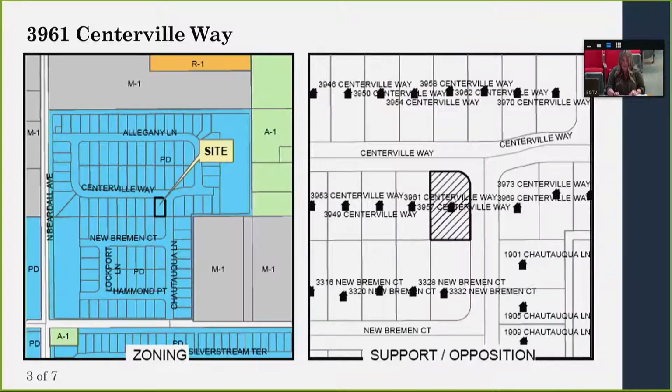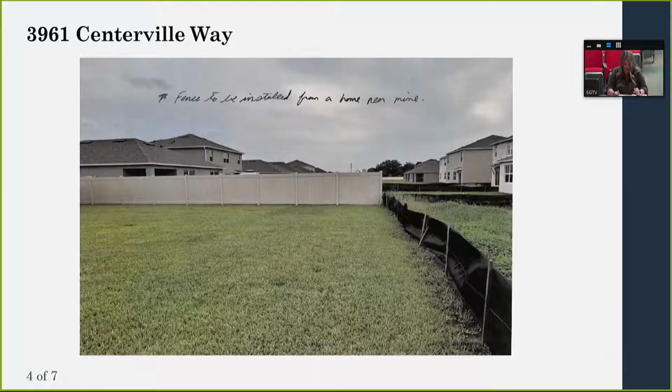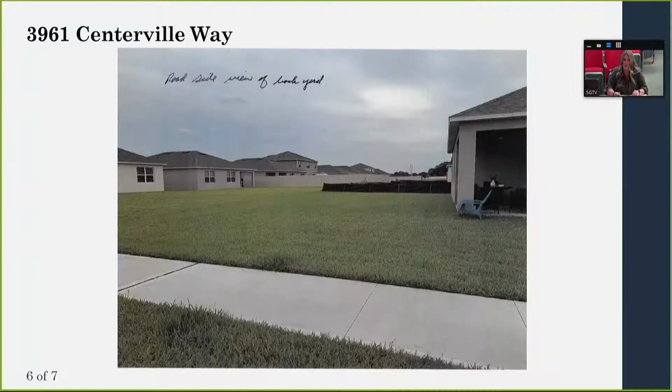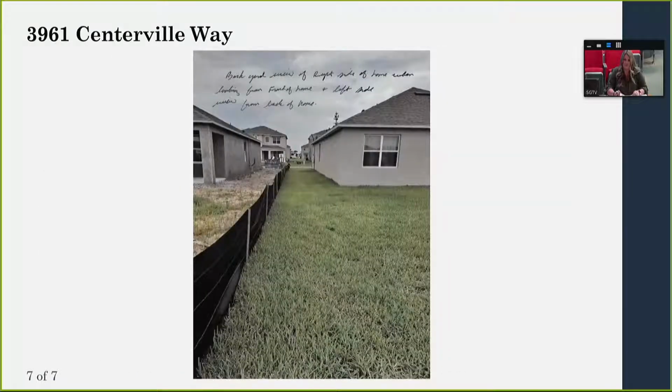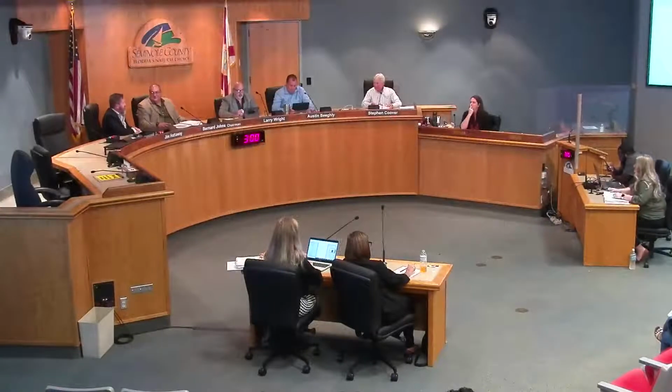The proposed privacy fence is 10 feet from the sidewalk and 21 feet from the edge of pavement. Traffic engineering has no objection to the placement of the fence as it relates to site visibility. The Riverbend at Cameron Heights Homeowners Association has approved the applicant's request. This concludes my presentation. I'm available for any questions. Any questions for staff?